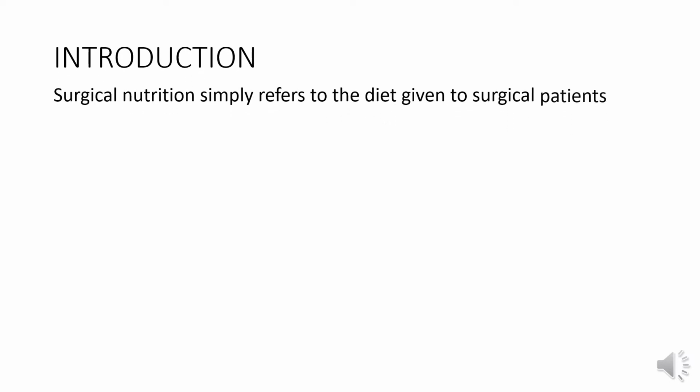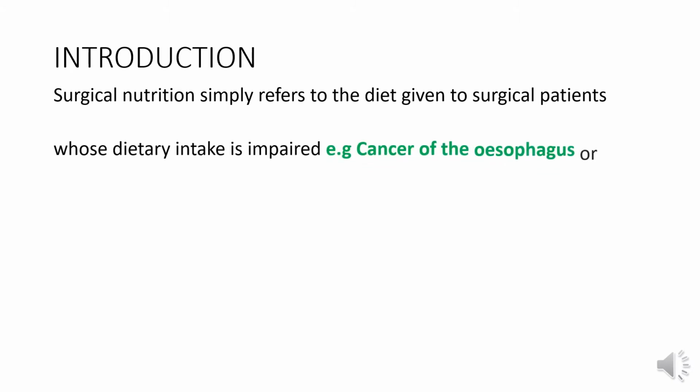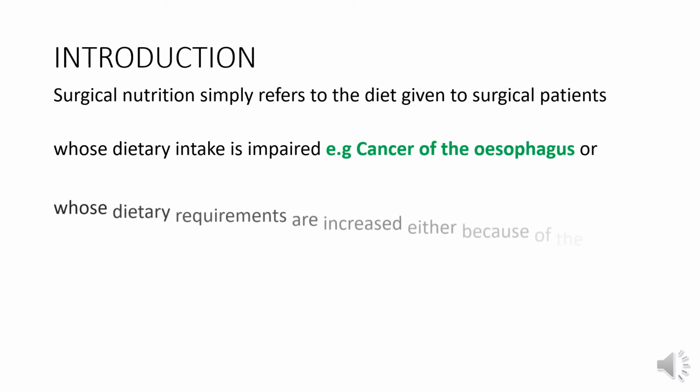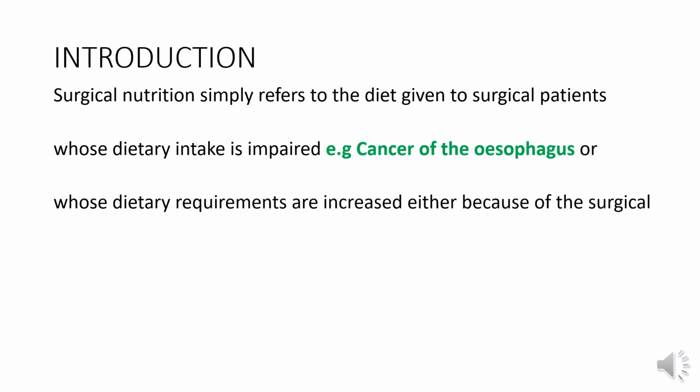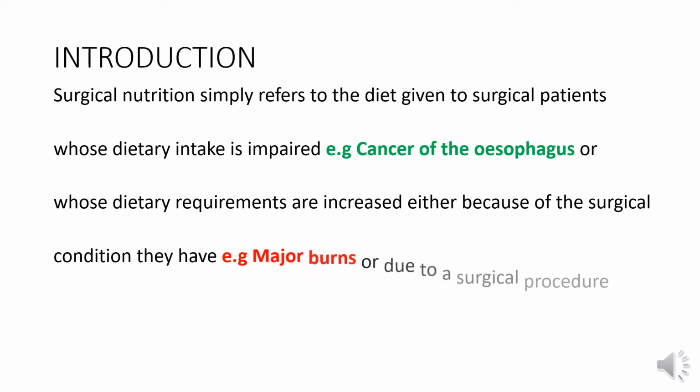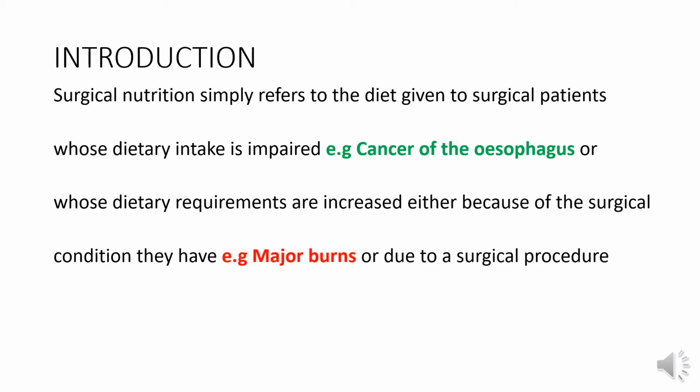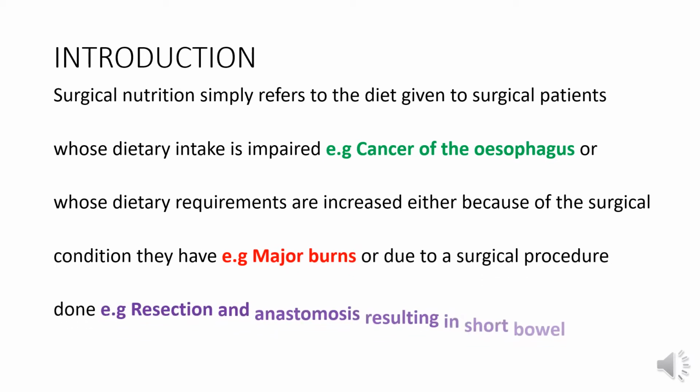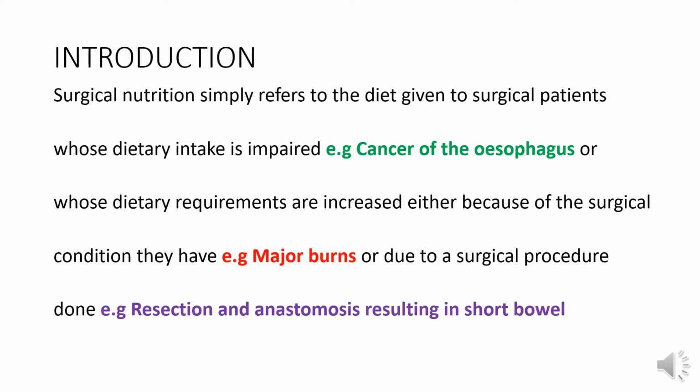So, surgical nutrition simply refers to the diet given to surgical patients whose dietary intake is impaired. For example, cancer of the esophagus. In this condition, patients usually present with dysphagia and it may limit dietary intake, or whose dietary requirements are increased either because of the surgical condition they have, as in major burns, or due to a surgical procedure done, for example, resection and anastomosis, resulting in short bowel syndrome.